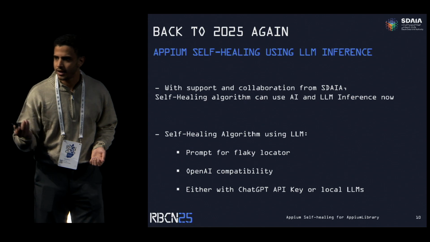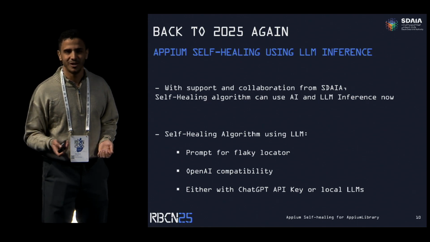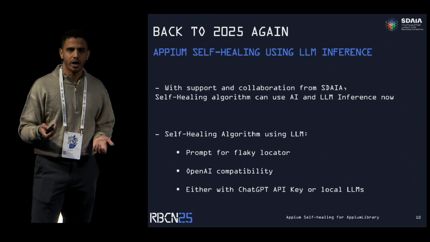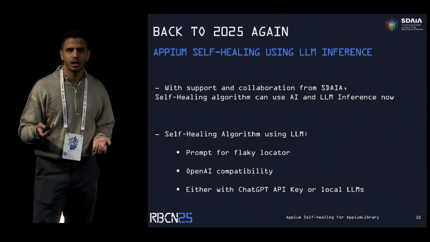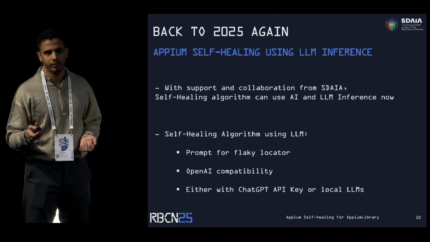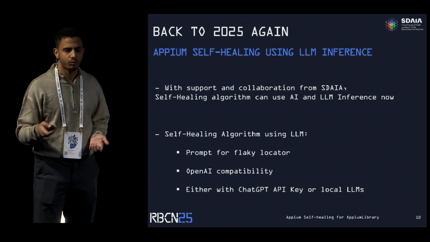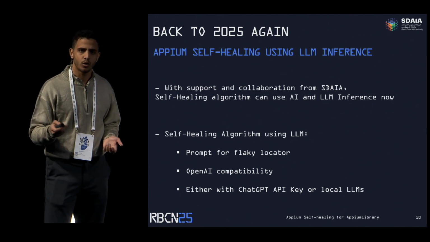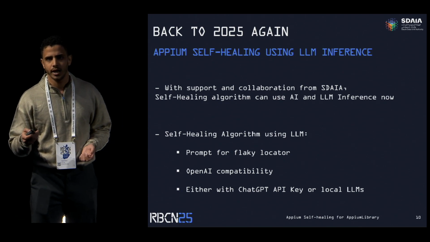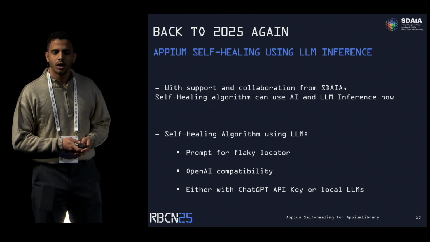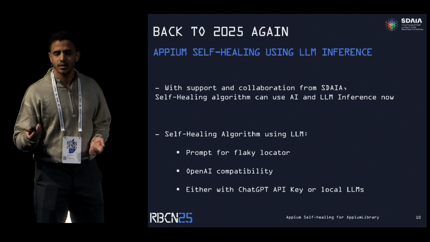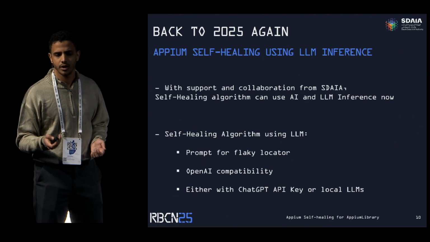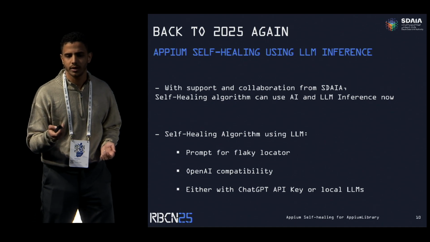So thanks to the previous talk, we had a lot of information about how LLMs work. Currently, we are using the GPT-4o model for self-healing. We designed the system prompt for GPT-4, and it takes the failed locator, the page source, the healing strategy, and the threshold, and it will apply the self-healing for it.